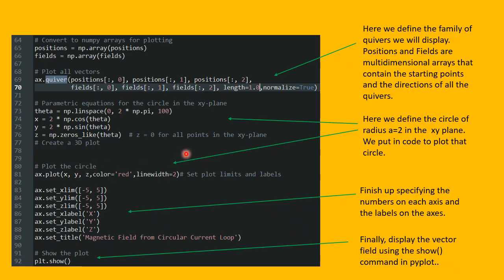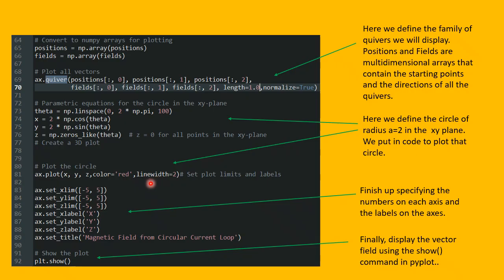And then down here, we have the code for plotting that circle: ax.plot, and we have x, y, and z here. So we're going to plot x, y, and z. The color of that circle is going to be red. The line width will be 2, so it's just a little thicker so we can see it more easily.